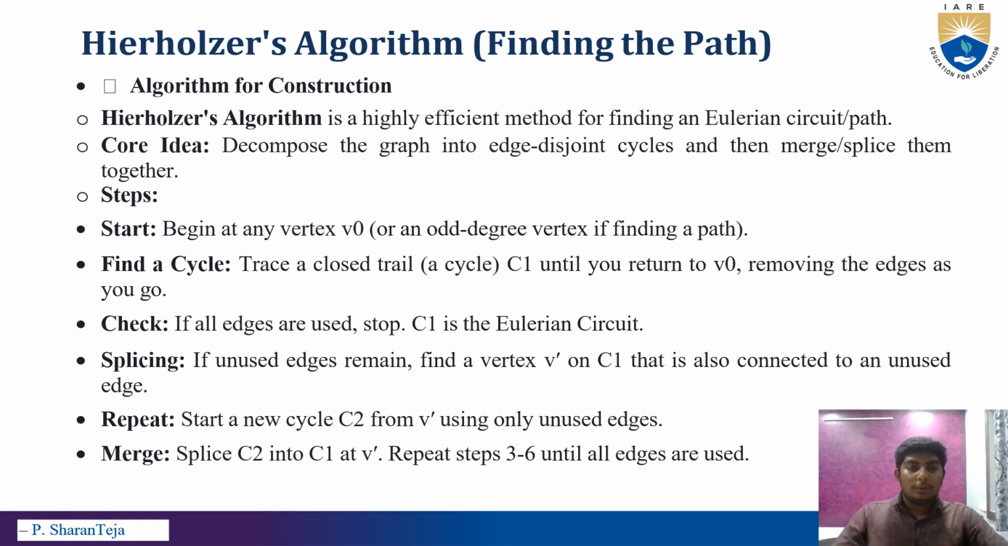Splicing. If unused edges remain, find a vertex V on C1 that is also connected to an unused edge. Repeat: start a new cycle C2 from V using only unused edges. Merge, splicing C2 into C1 at V. Repeat these steps until all edges are used. By repeating this process, we eventually cover all the edges and get the Eulerian path or circuit. This algorithm forms the basis of many routing algorithms used today.